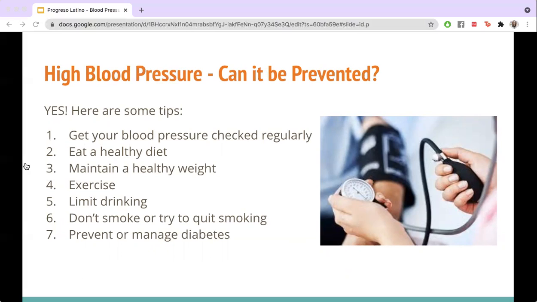exercise, limit drinking, don't smoke or try to quit smoking, and prevent or manage diabetes. Because as I just mentioned on the last slide, there's a connection between diabetes and high blood pressure, where if diabetes is not controlled, it can worsen high blood pressure.